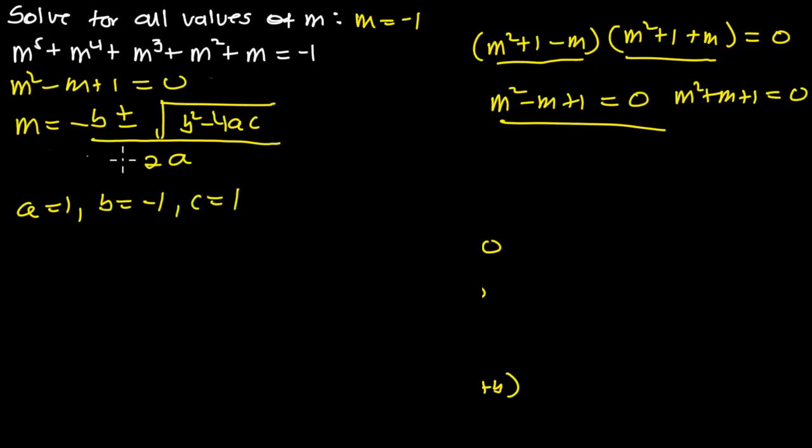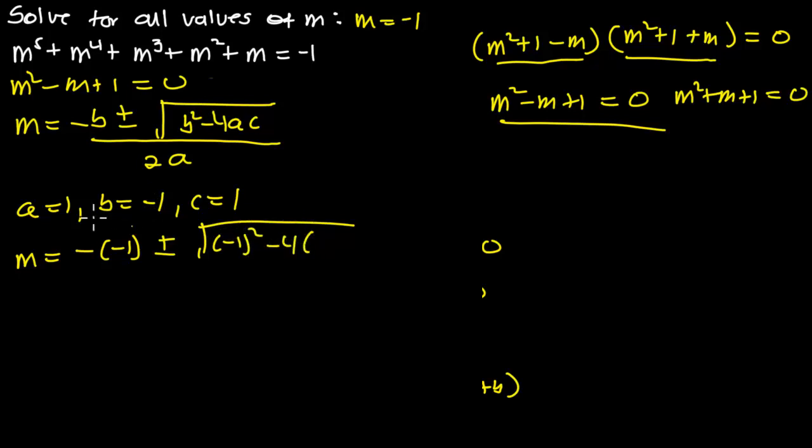So from here, we are going to substitute the value of a, b, and c into the quadratic formula, which we are going to have m to be equal to, we have negative b, and b is negative 1, so we are going to have negative of negative 1 plus or minus the square root of b squared. We have b to be negative 1, so negative 1 squared minus 4, a is 1, c is 1, all over 2a, and then a is 1.